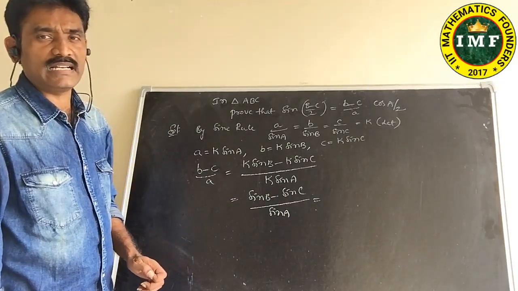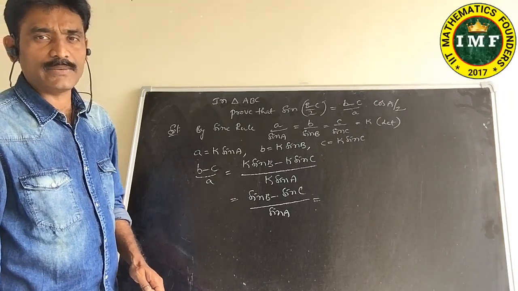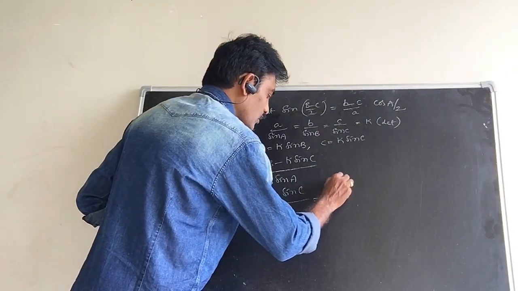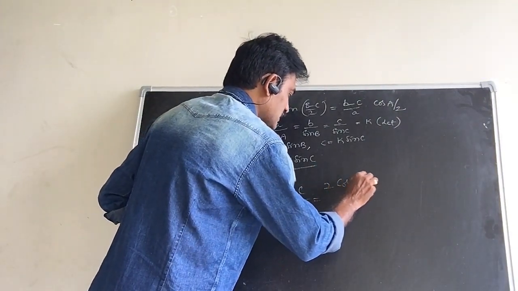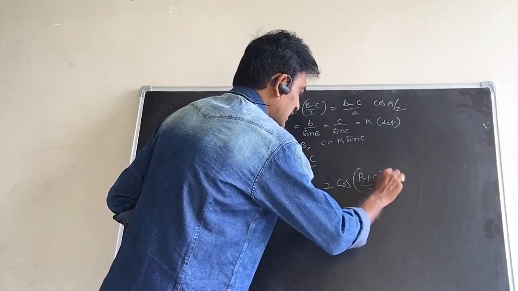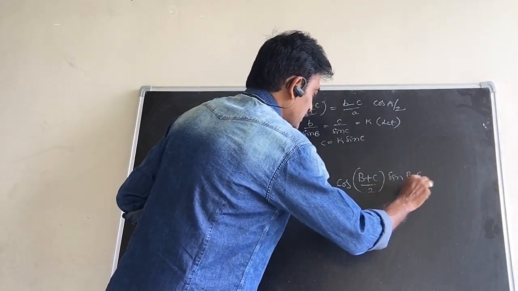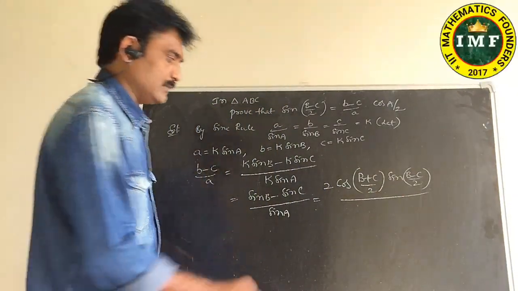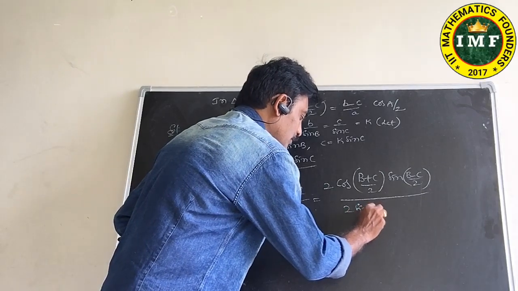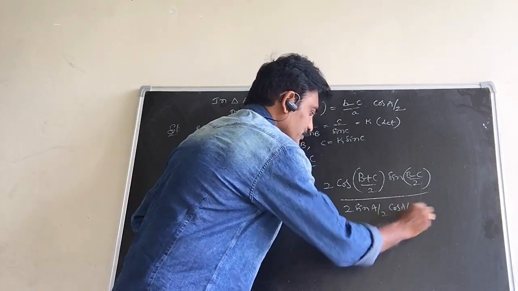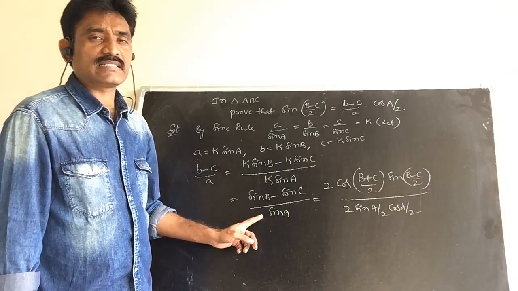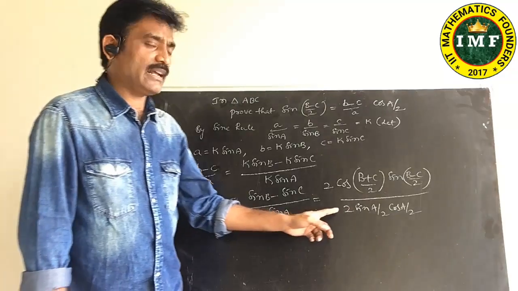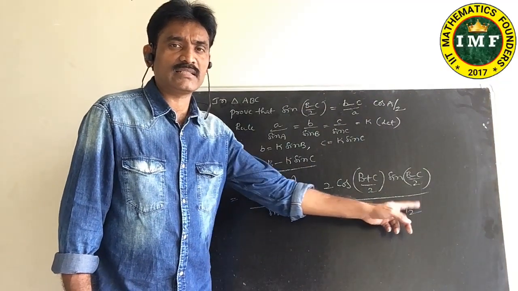What is the sin C minus sin D formula? 2 cos (C plus D) by 2 sin (C minus D) by 2. According to that, we get 2 cos (B plus C) by 2 sin (B minus C) by 2 divided by sin A, which can be written as 2 sin A by 2 cos A by 2, since sin 2 into A by 2 is in the form of sin 2A.